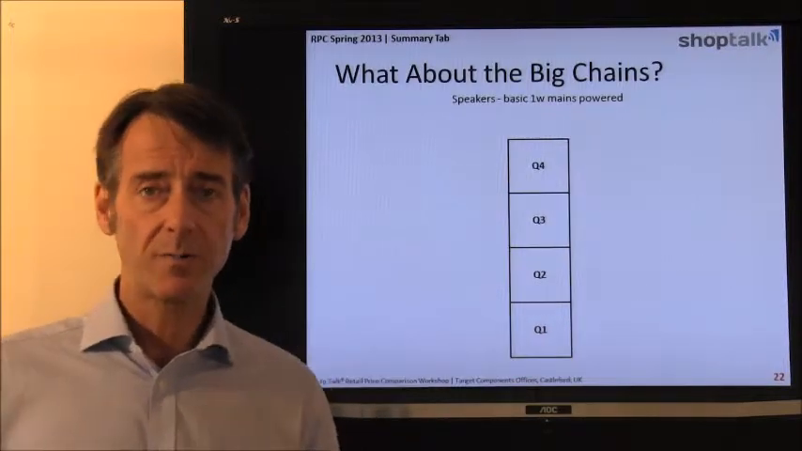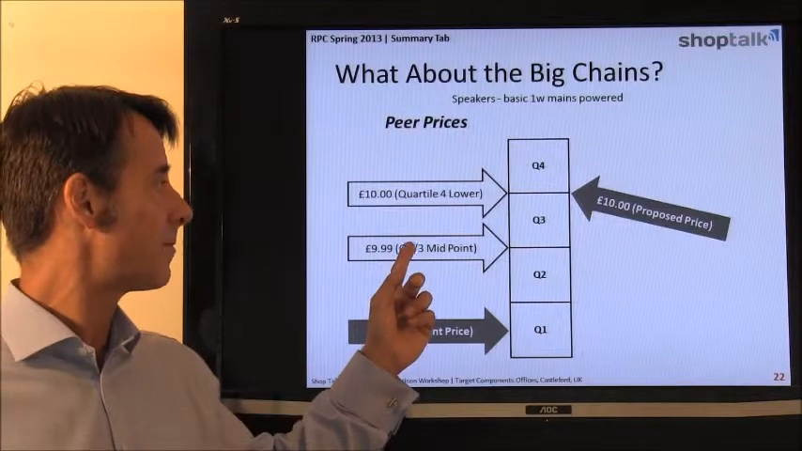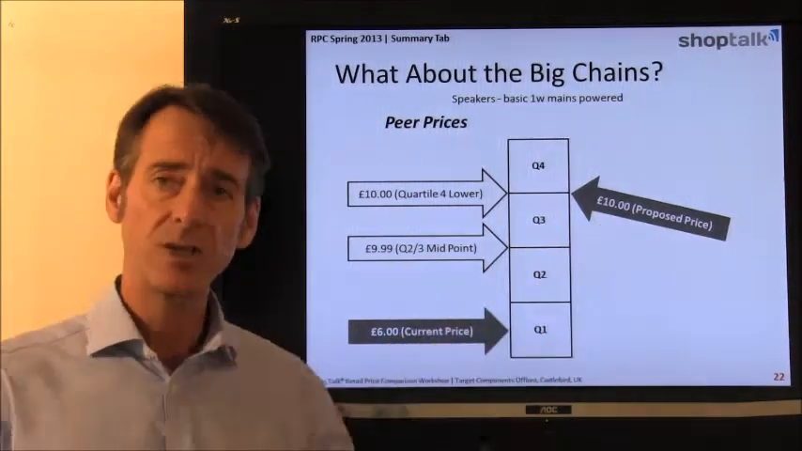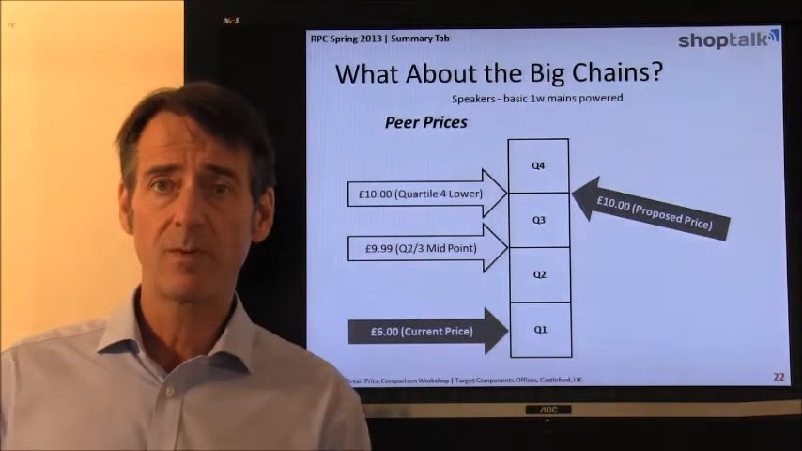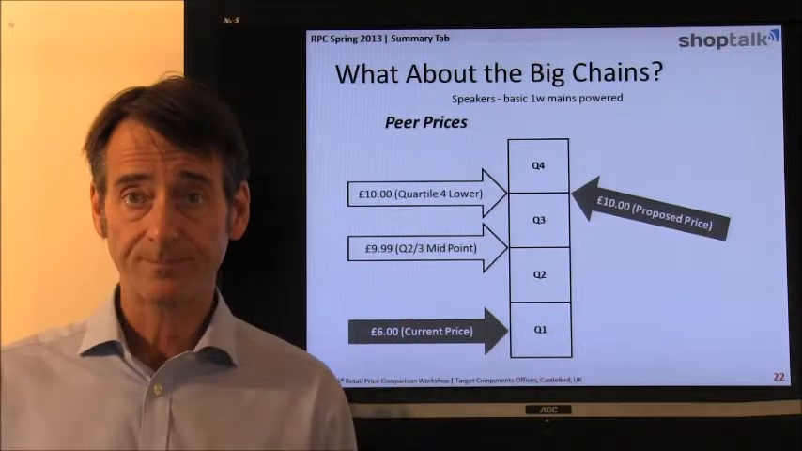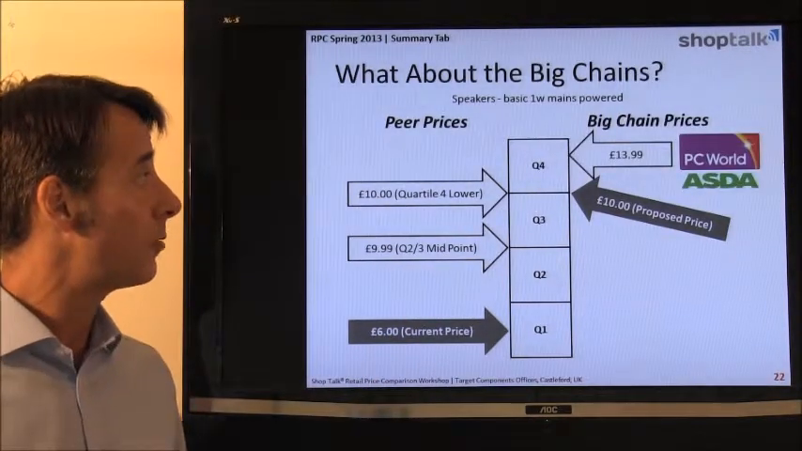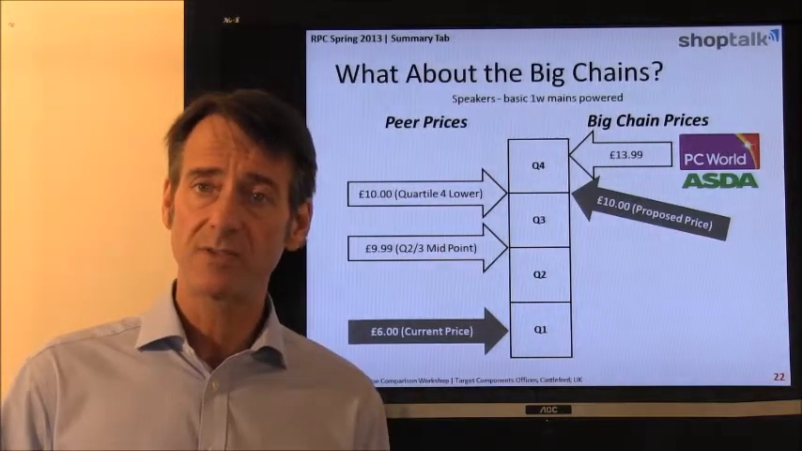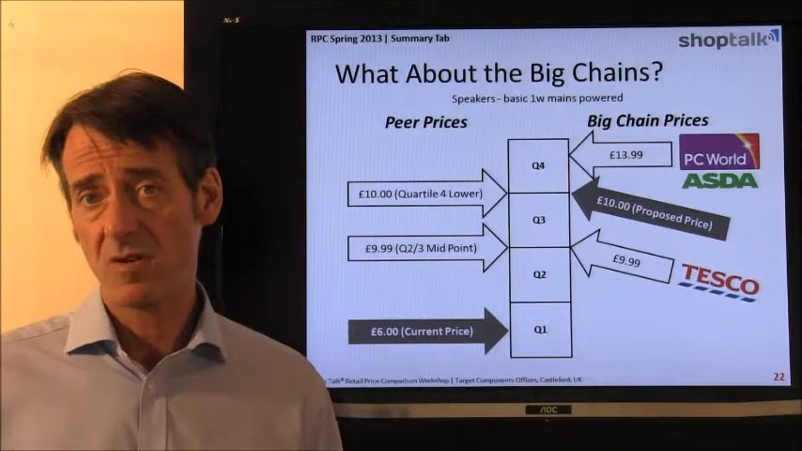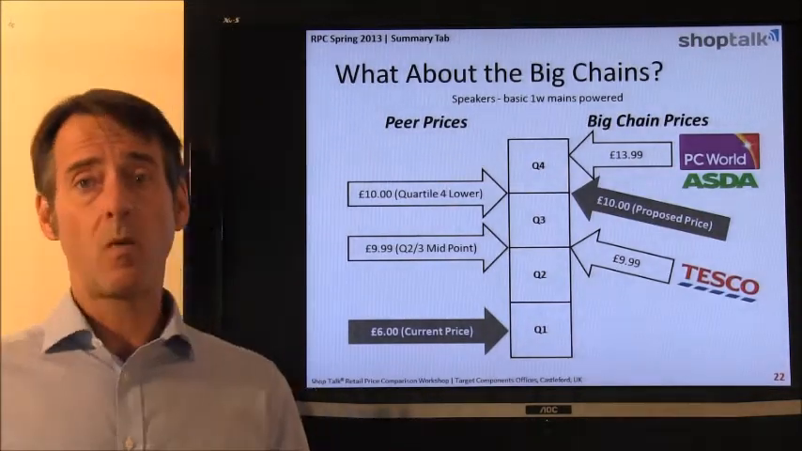So, we've got our price quartiles. We know our positioning. We know the upper quartile of our peers. We know the midpoint of our peers. We know the price where we were, and we know we're proposing at the moment to raise our price to £10. Where's everybody else? Well, big chain prices. Lo and behold, PC World and Asda are charging £14, £13.99. Tesco are in at £9.99, so about 10 quid for the sake of a penny. The question then becomes, what do you do?